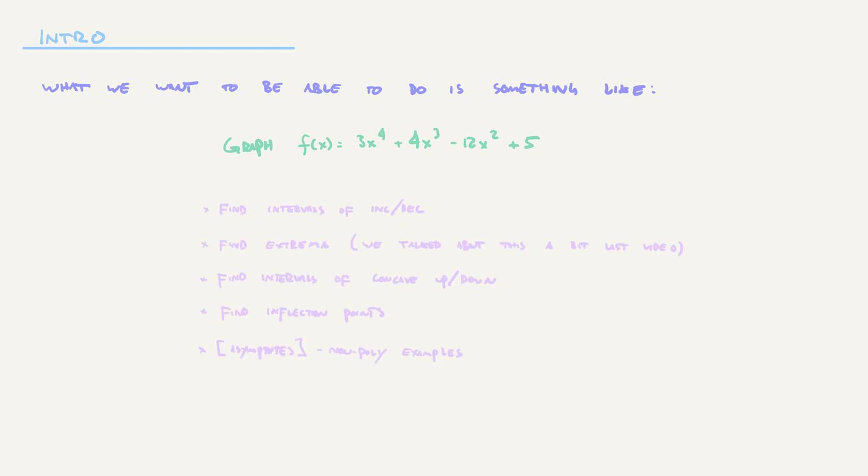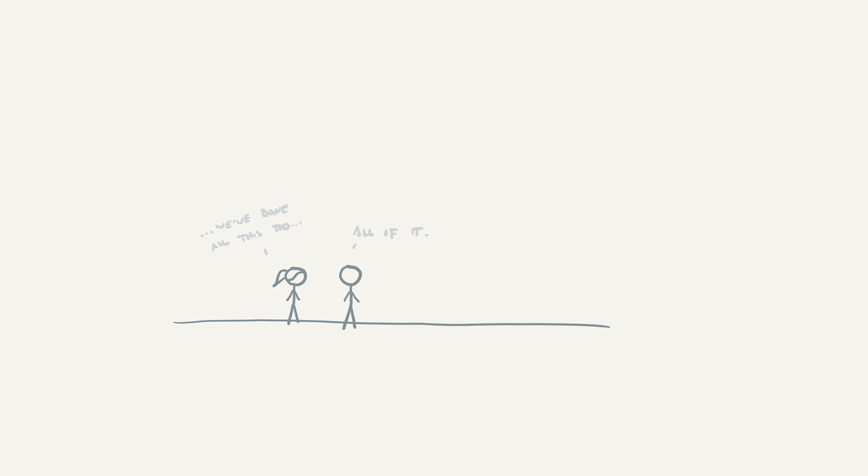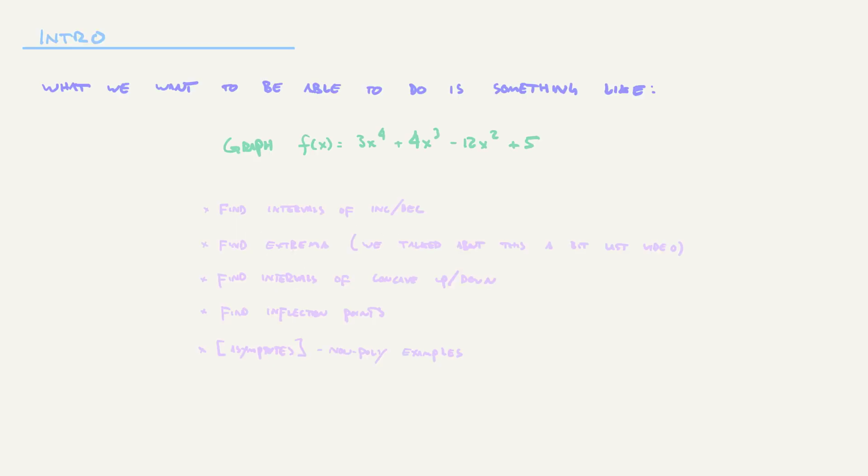Which means that we need to find intervals of increasing, decreasing, find extrema, find intervals of concavity, right? Find inflection points, find asymptotes, whether they're horizontal or vertical for non-polynomial type examples. And again, you might be thinking, we've done all of these things, and that's true. Now we're kind of putting it all together. This is very much a let's put it all together and see what's going on sort of video.